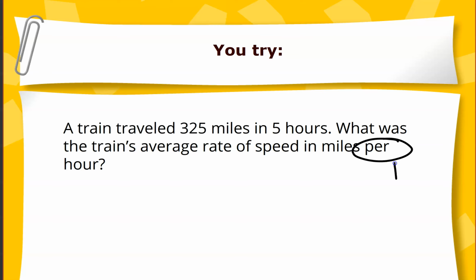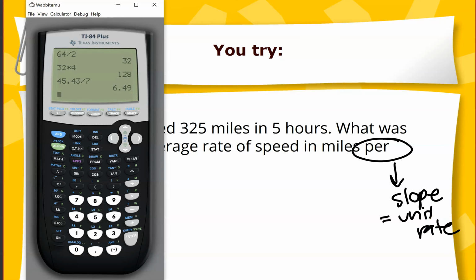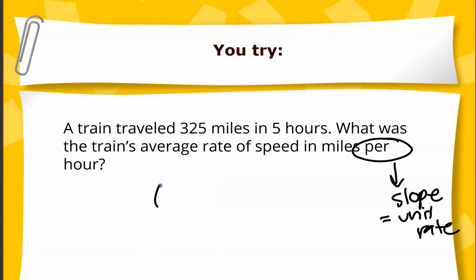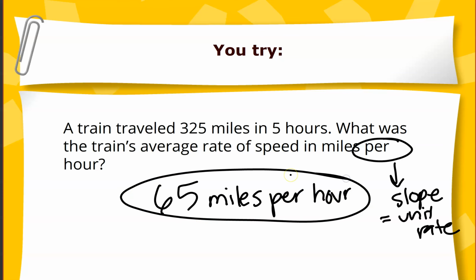So here, per, again, is your slope or your unit rate. It's just asking for how much for 1 hour, right? So all you got to do is divide. 325 divided by 5 is 65. So 65 miles per hour. All right, so that is the train's average rate of speed in miles per hour.